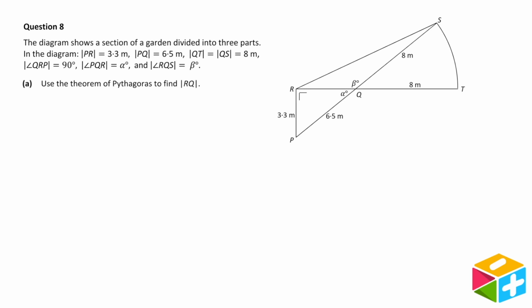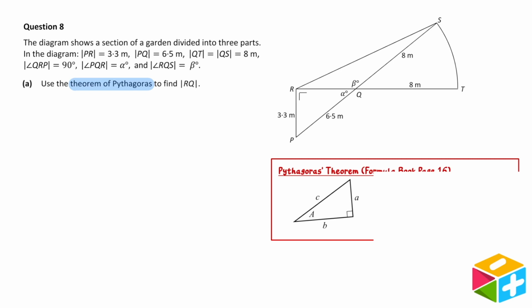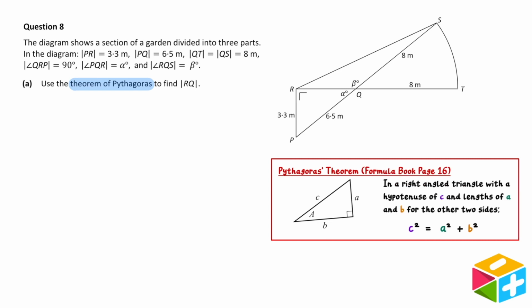In this question, we are prompted to use the theorem of Pythagoras. This can be found on page 16 of our formula book. It states that in a right-angled triangle with a hypotenuse of C and lengths of A and B for the other two sides, we'll have C squared equal to A squared plus B squared. Here, the word hypotenuse refers to the side which is opposite the right angle.